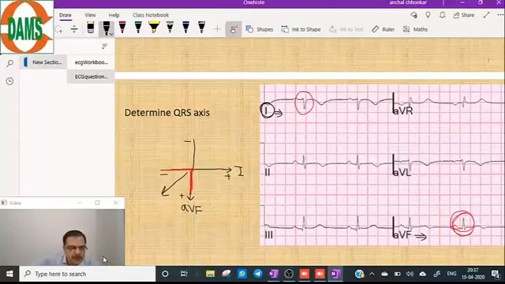You don't have to calculate it accurately. You just have to say whether it is a left axis, right axis, normal or extreme axis. To determine it very accurately would be a long procedure. So it is just which quadrant it is lying in, and that is more than sufficient for axis questions. Now coming to the next one, after the right axis deviation.